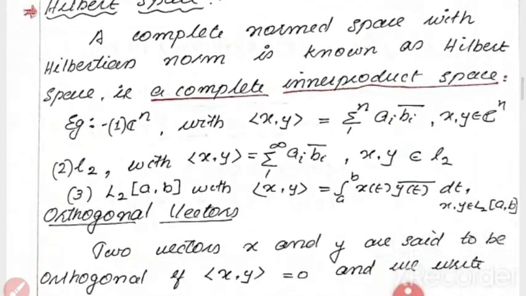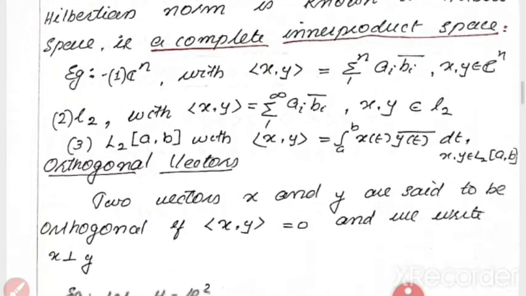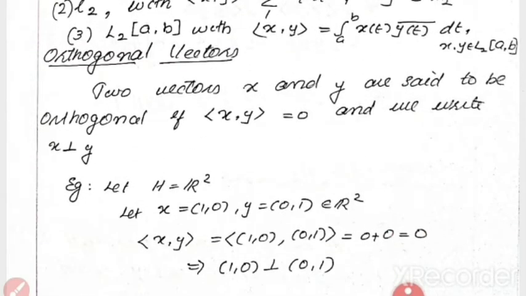A complete normed space with Hilbertian norm is known as a Hilbert space. And these are the two examples for a complete inner product space. These three are the examples for a Hilbert space. Now, two vectors are said to be orthogonal if their inner product is 0.